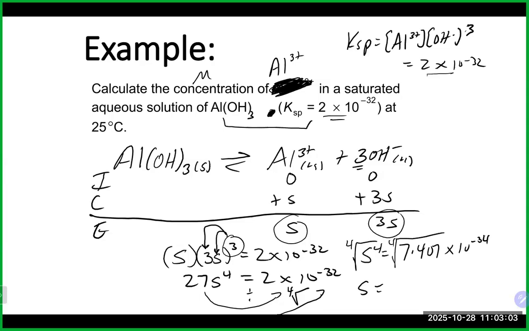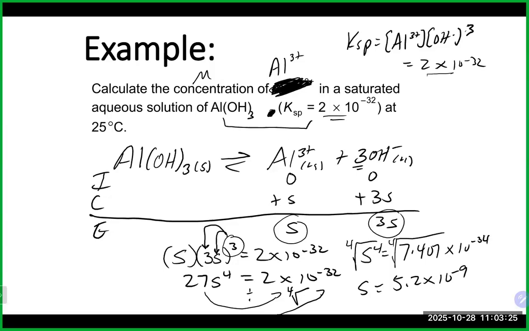Do it this way: 1 divided by 4 seems good. That is too many zeros to look at. So that's going to give us an S of 5.2 times 10 to the minus 9. Or you may just have all zeros and a 5 at the end if you ran out of room on your calculator.